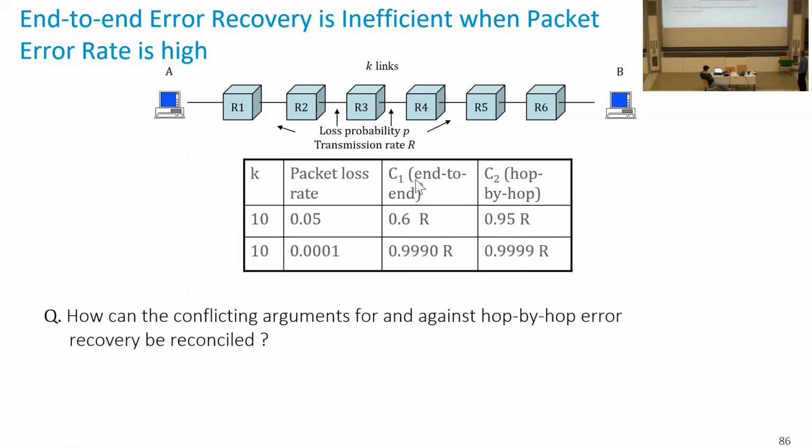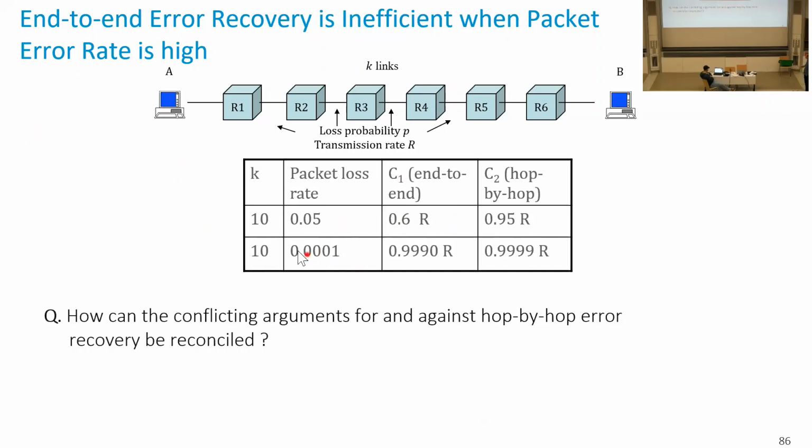Well, it's interesting to look at the figures when K is large. So 10 hops. 10 hops is large, but not very large here. If the packet loss rate is 5%, which is what you can see on a bad wireless link, then you see that if you do end-to-end recovery versus hop by hop, then you lose 40% of the capacity here.